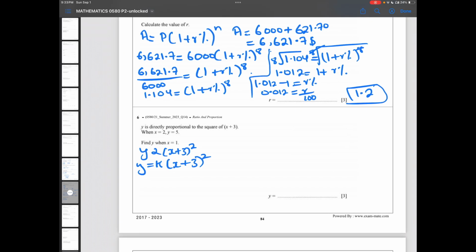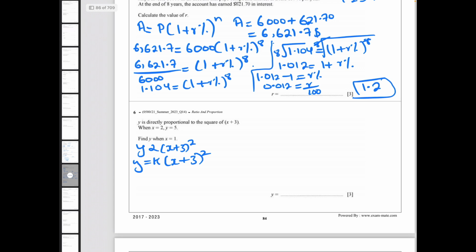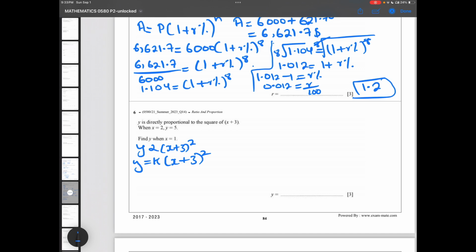Sorry for the interference. So we were at y is equal to k multiplied with (x plus 3) whole square. We have been given the value of y and x. y is 5 and x is 2, whole square. 5 is equal to k, 2 plus 3 is 5, and now we have 5 is equal to k multiplied by 5 square. The square of 5 is 25.